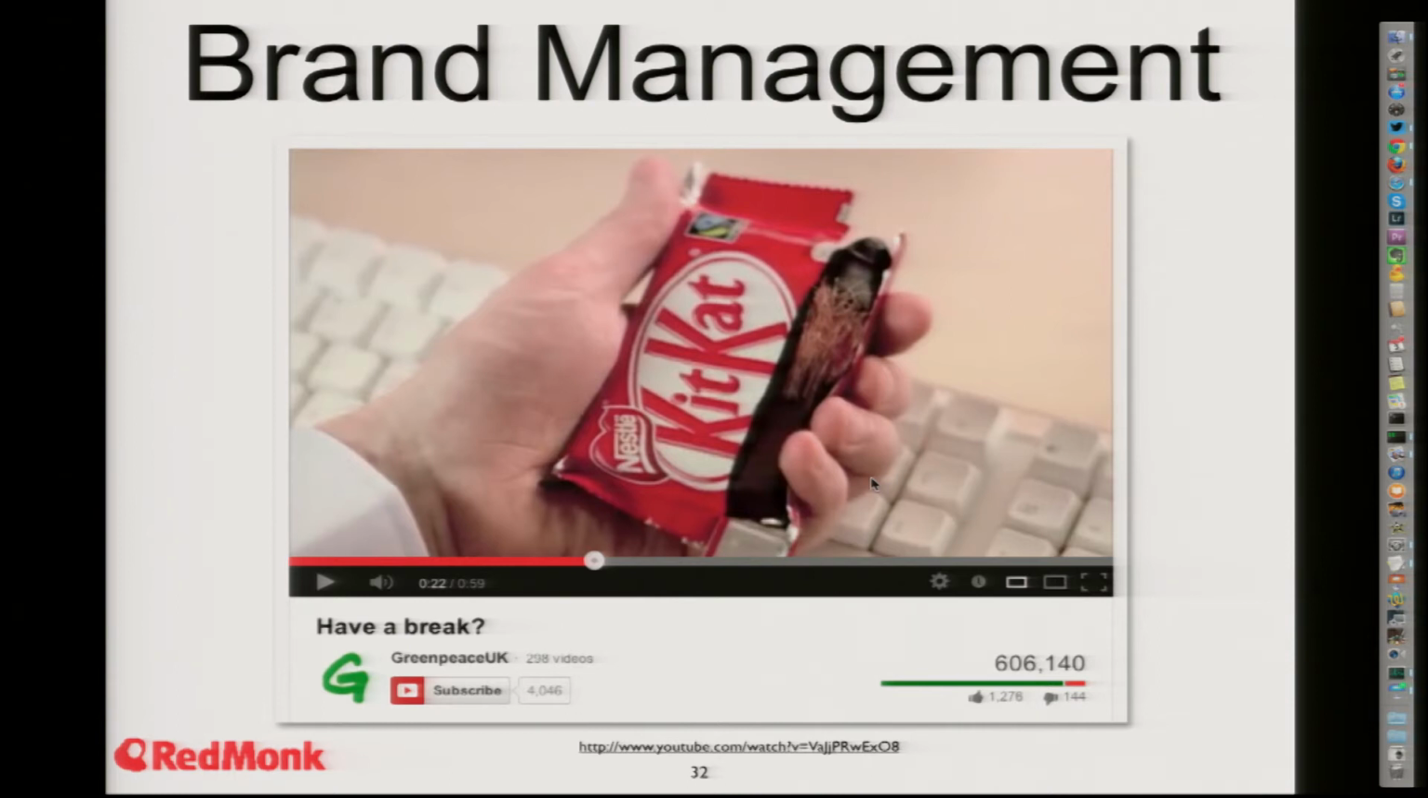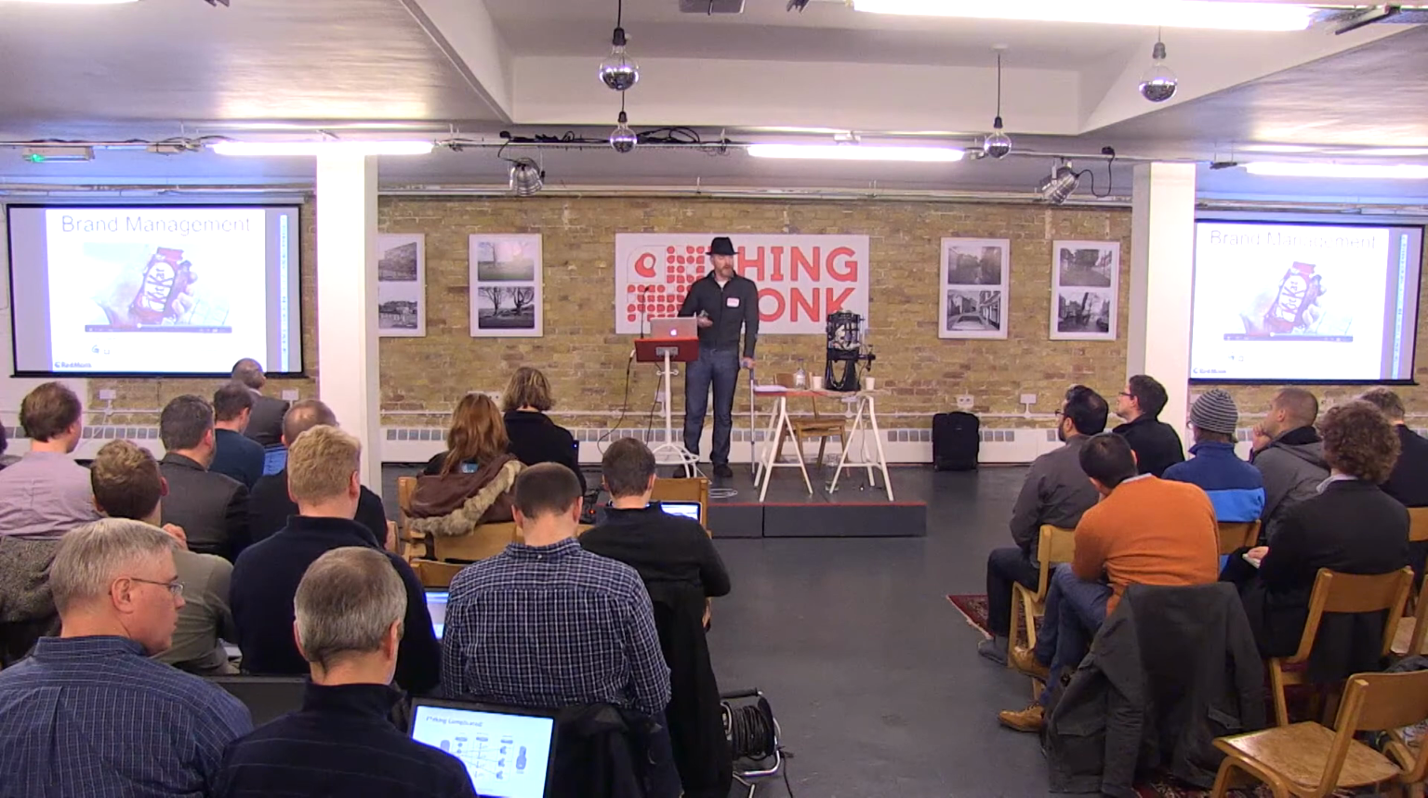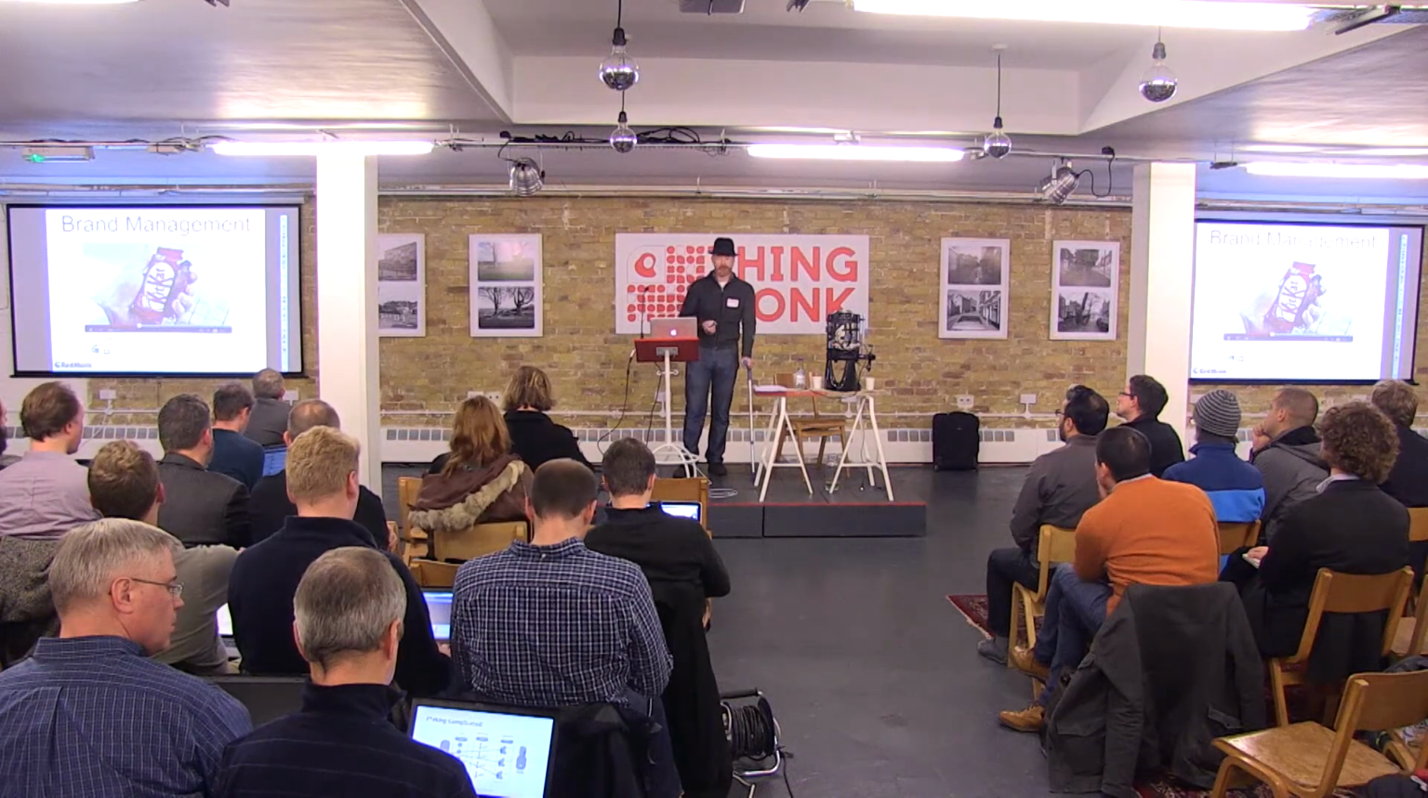Brand management. A couple of years ago, Nestle got Greenpeaced. They were making their confectionery with palm oil from unsustainable sources. Sinar Mas was the name of the company, and they were deforesting Indonesia to make the palm oil.